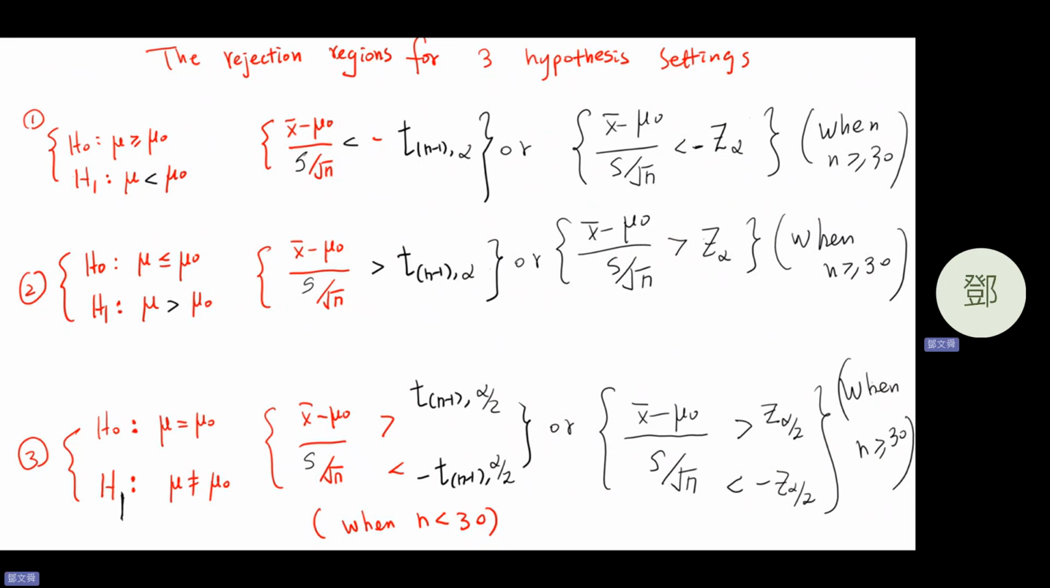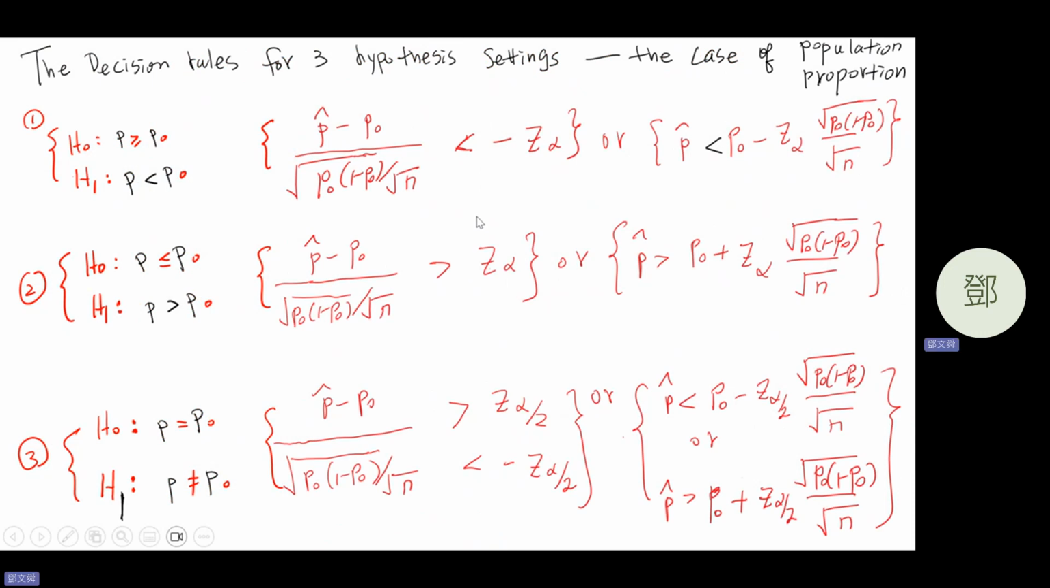Now, in the next slide, X bar is replaced by P hat, and mu is replaced by P, because now it is the population proportion. And when it comes to population proportion P0, the sigma is different. This is the standard deviation of the Bernoulli distribution, which can be expressed as the square root of P0 times 1 minus P0. That's the sigma of the Bernoulli distribution. Understand?